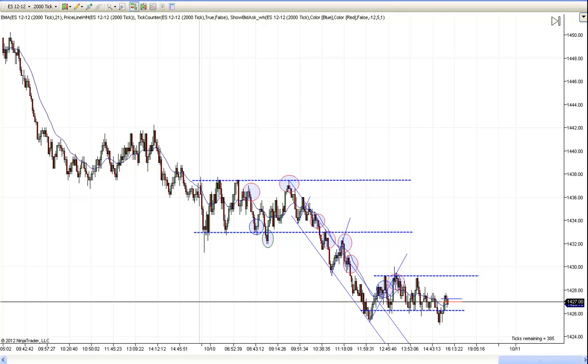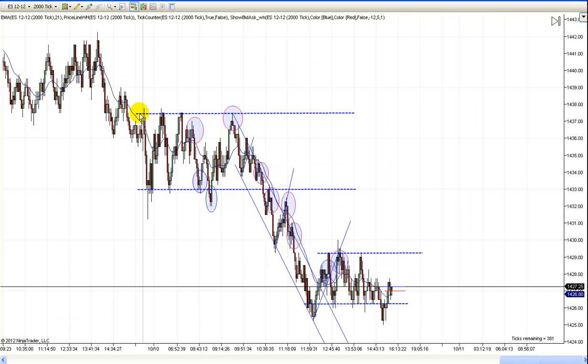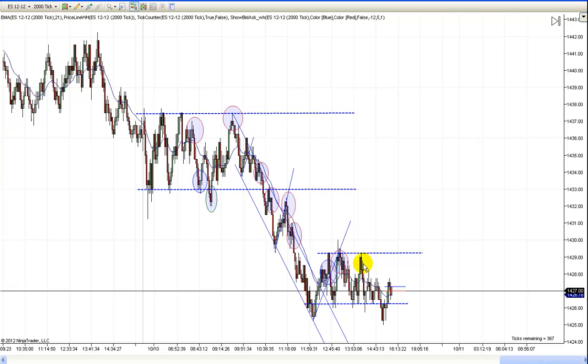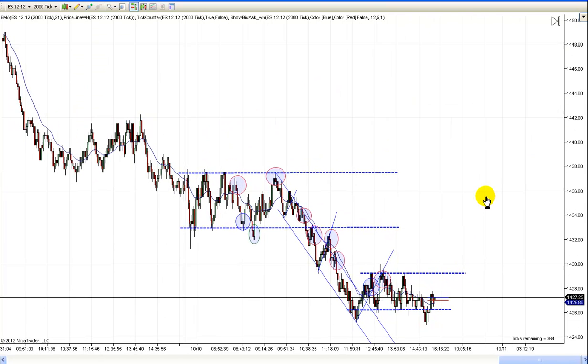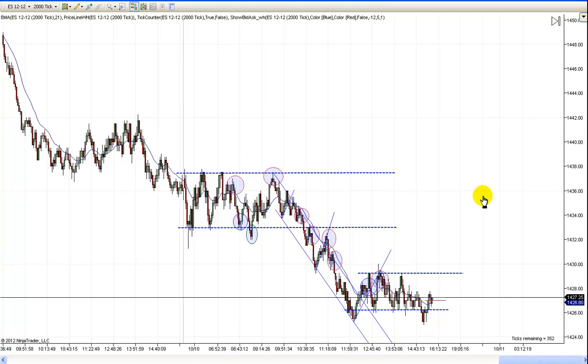And I've backed way out here. You can see this is today's price action starting right here. We started out in this range, but we broke lower, traded lower, and then into another range for most of the afternoon. But I wanted to show you this.